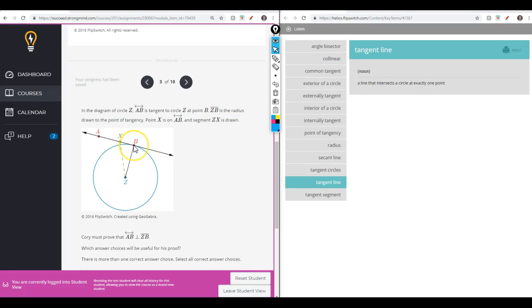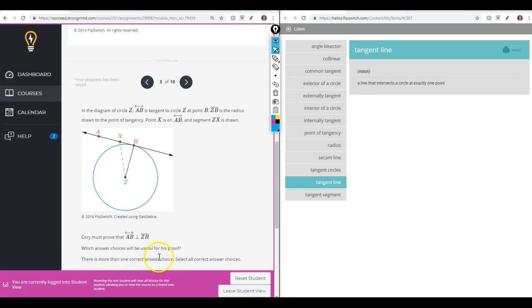So we have the point B, which is on our line, which is the tangent point. We have the radius ZB, and we have point X on our line AB, and this is not a radius because X isn't on the outside of our circle Z, so it's just the segment ZX drawn in. So Corey must prove that line AB is perpendicular to segment ZB. Which answer choices will be useful for his proof?